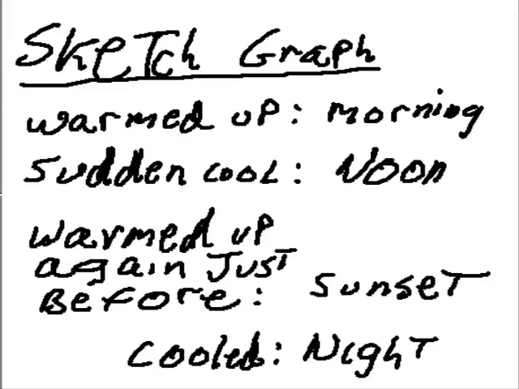Well, let's sketch this graph. It warmed up in the morning. Then it suddenly got cool at noon. Then it warmed up again just before sunset and cooled at night. That would be a possible graph.